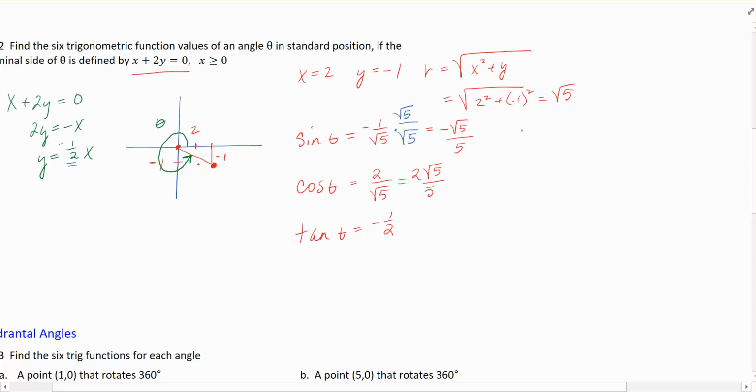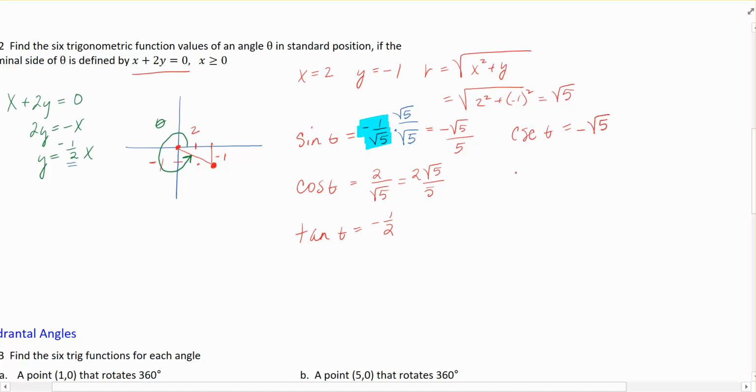Moving on, let's look at cosecant theta. Cosecant of theta is the reciprocal of sine. So maybe now you can see why I went ahead and wrote down what sine was before I rationalized it, because cosecant is the reciprocal of sine. So it's pretty easy for me to look back here and say, oh, well, cosecant has to be negative square root of 5 if I flip the function.